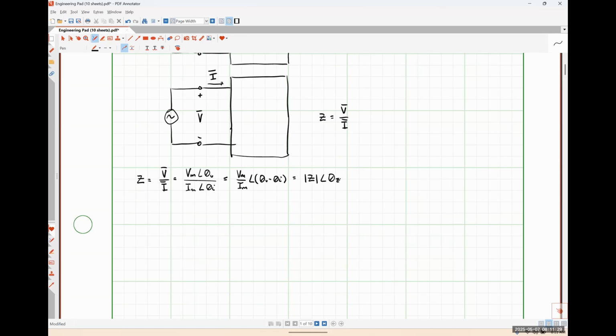So the angle of our impedance is simply the difference between our phase angle of the voltage and phase angle of the current. And the magnitude of our impedance is simply the ratio of the magnitude of the voltage over the magnitude of the current.